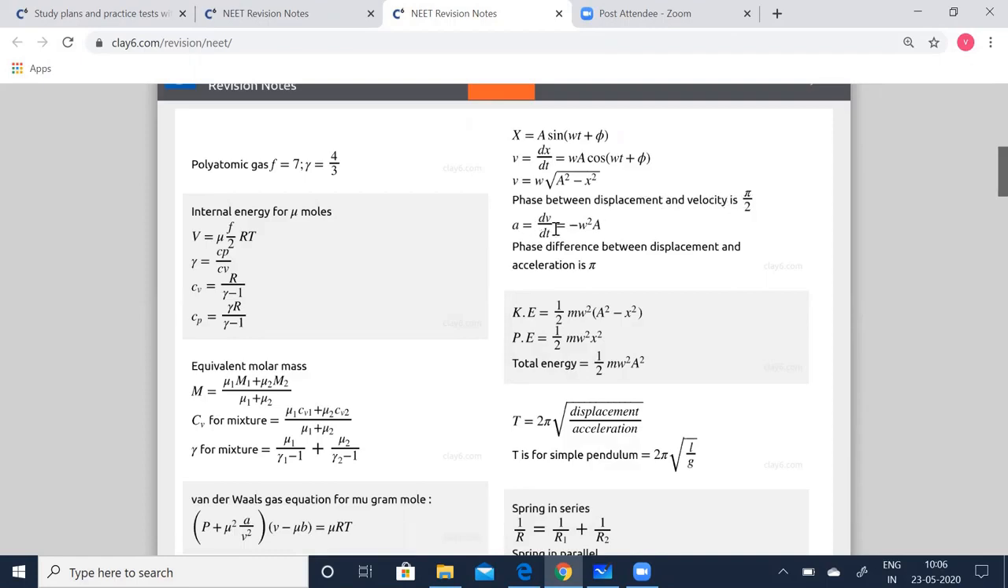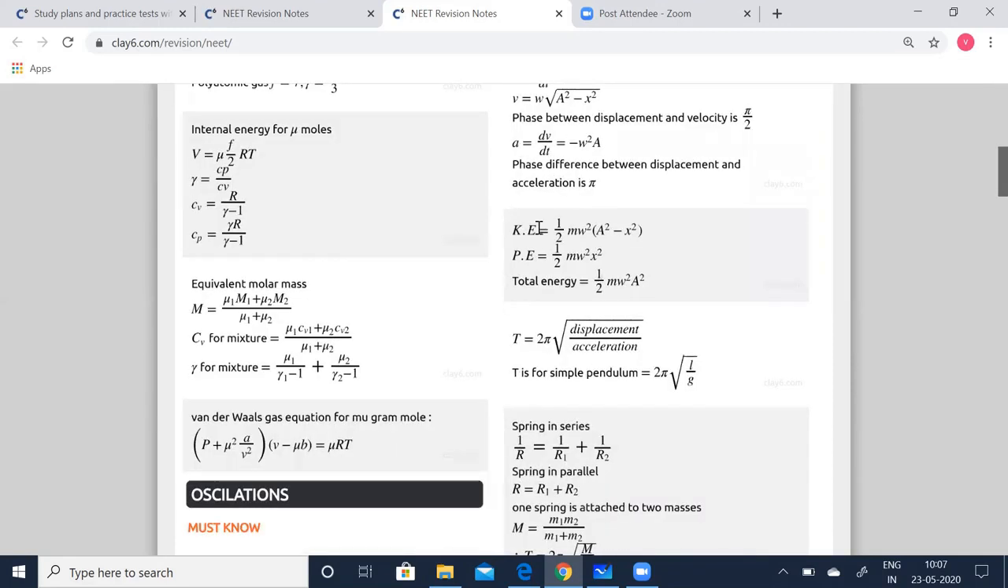Acceleration is the rate of change of velocity. So again, when you differentiate v, you get minus omega squared A sin(omega t plus phi), or you can simply write it as minus omega squared x. The negative sign shows that it is in the opposite direction. So the phase difference between the displacement and acceleration is pi.